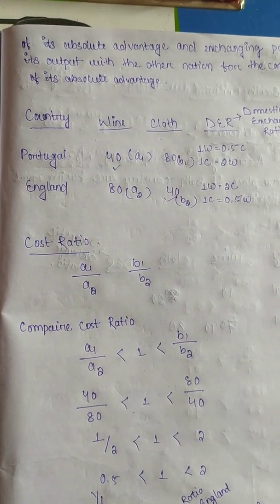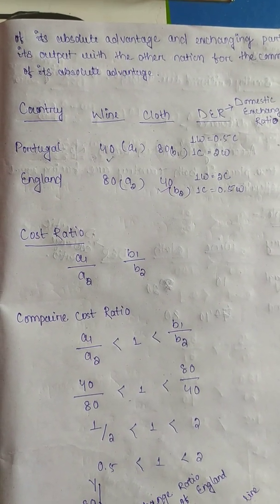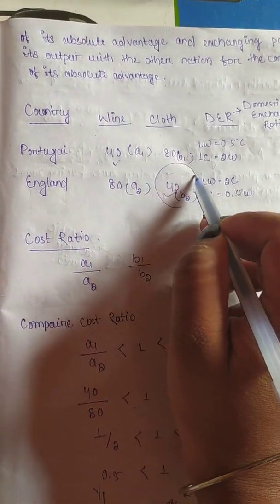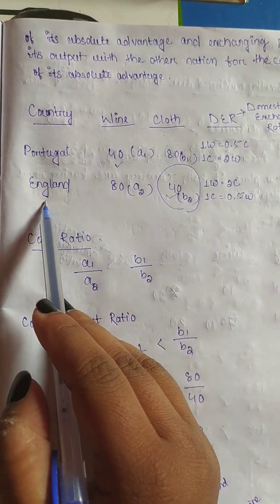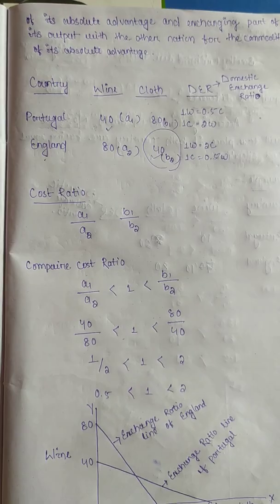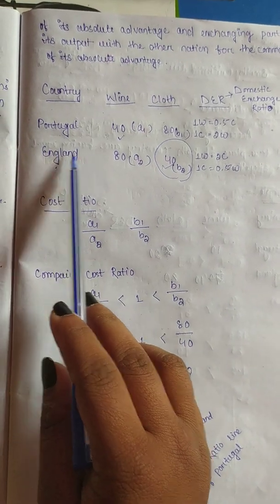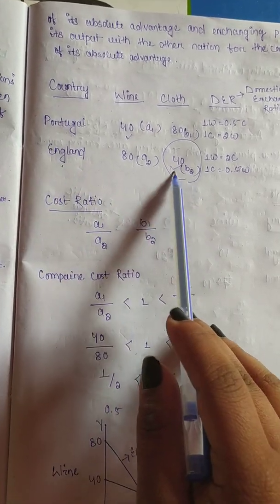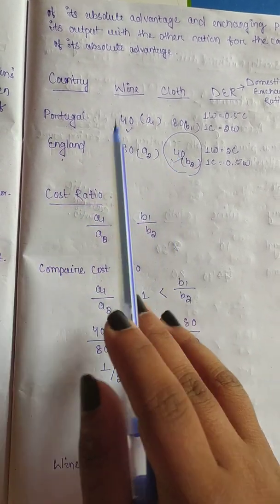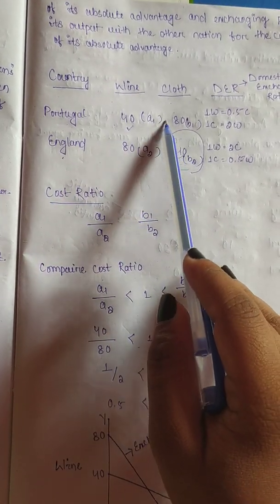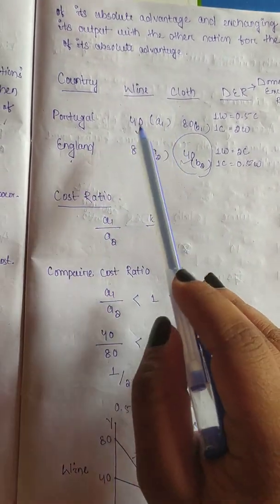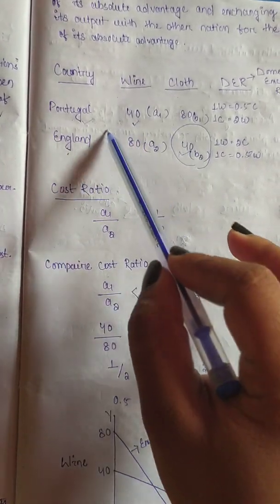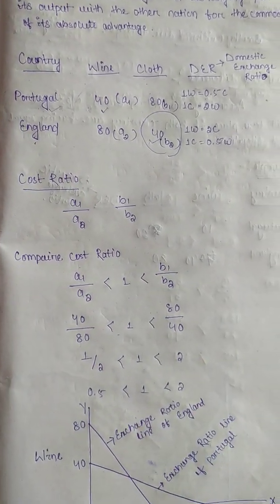Then here trade can easily take place because Portugal can import cloth from England, because England takes fewer labor units to produce cloth. Similarly, England can import wine from Portugal because Portugal needs fewer labor units for production of wine.